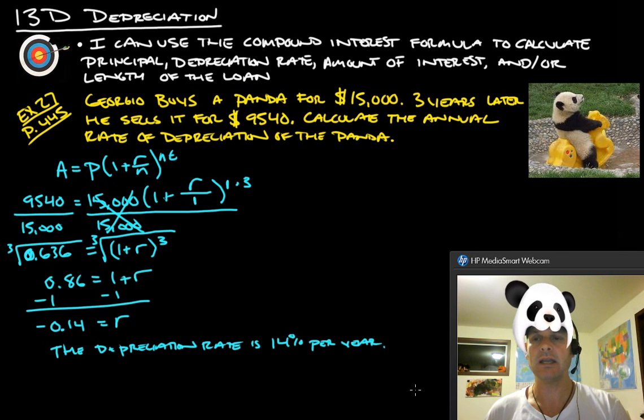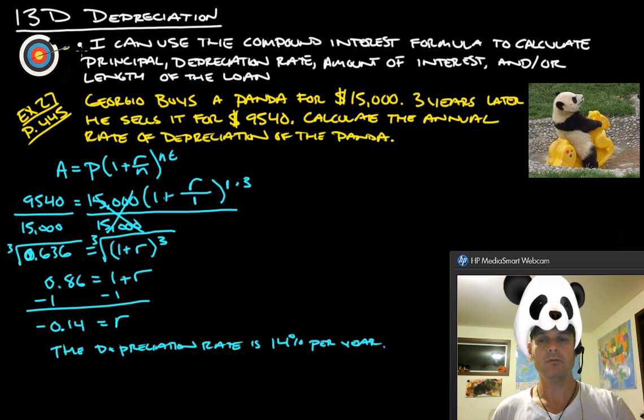All right? Okay. So now you should be able to say I can use the compound interest formula to calculate principal, depreciation rate, amount of interest, and/or length of the loan.